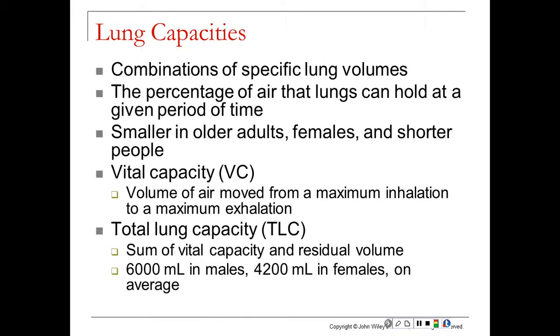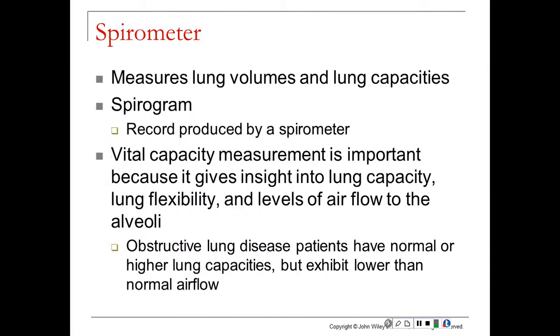So these lung capacities are basically combinations of specific lung volumes. It's the amount of air that the lungs can hold at a given period of time. It's smaller in older adults, smaller in females, and smaller in shorter people. Again, that all makes sense. The smaller you are, the smaller your lungs are, right? Vital capacity is the volume of air moved from maximum inhalation to maximum exhalation. Your total lung capacity is your vital capacity and your residual volume. For males, it's going to be larger, about 6,000 milliliters. Females, about 4,200 milliliters. Again, that's an average.